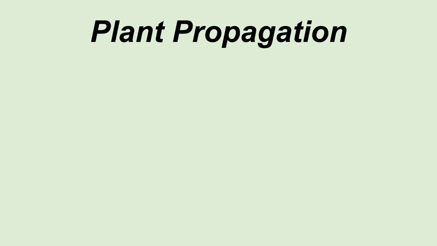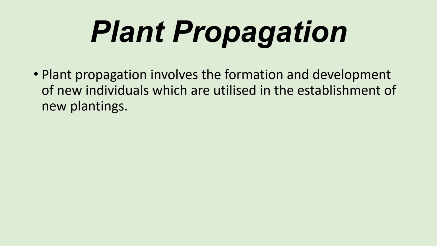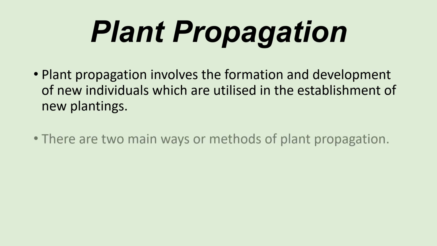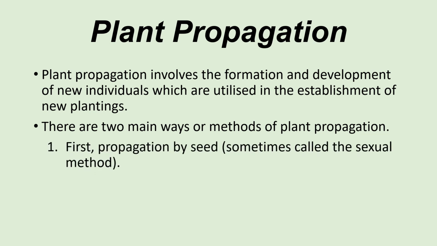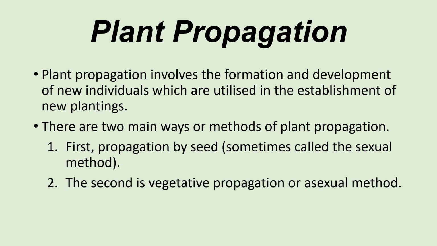Plant Propagation. Plant propagation involves the formation and development of new individuals which are utilized in the establishment of new plantings. There are two main methods of plant propagation. First, propagation by seed, sometimes called the sexual method. The second is vegetative propagation or asexual method.